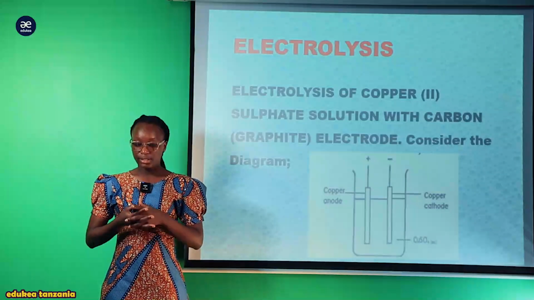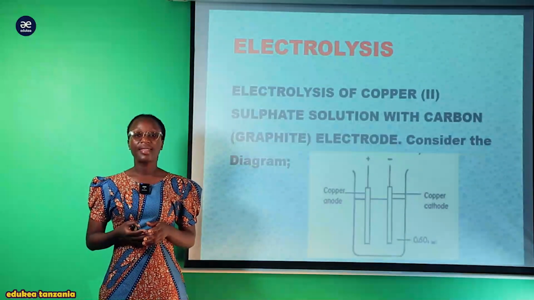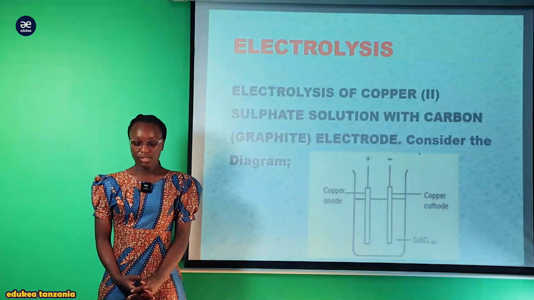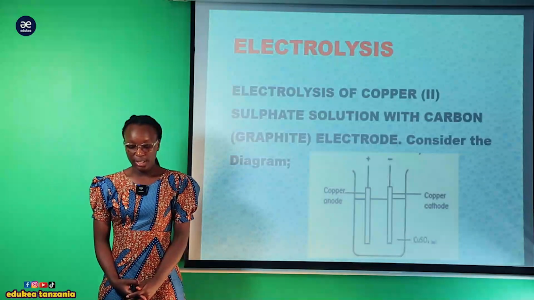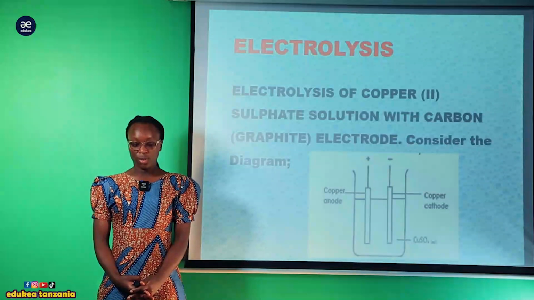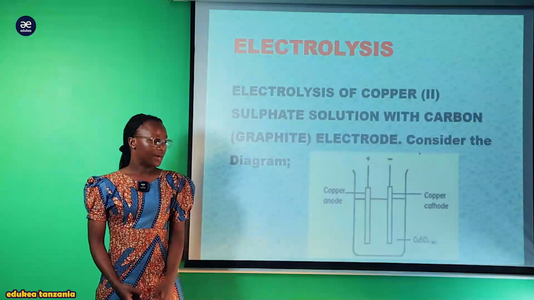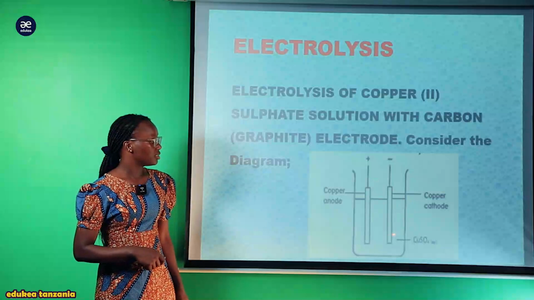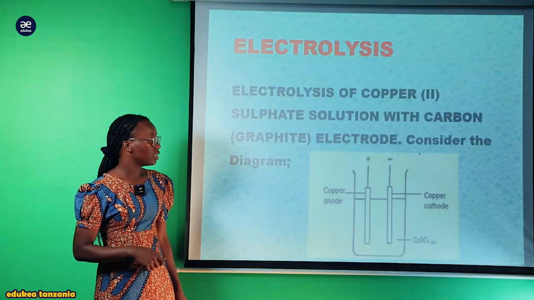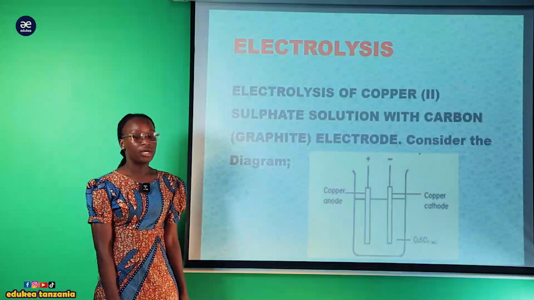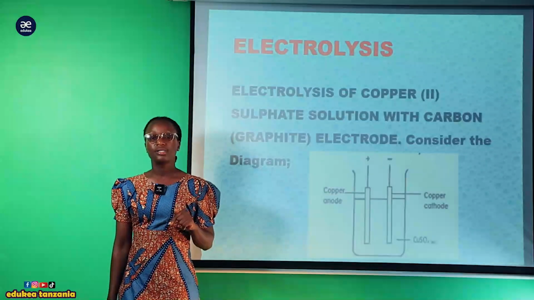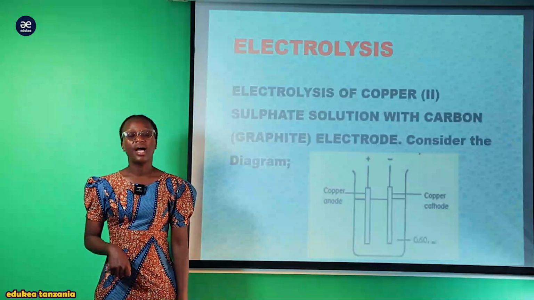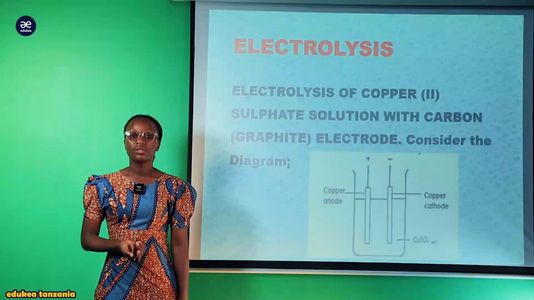Another selected electrolyte is the electrolysis of copper 2 sulfate solution with carbon, graphite, electrodes. Consider the diagram, which shows the copper sulfate solution, the copper cathode, and the copper anode. So from the factor which was the nature of the electrode, here you can see our electrode is made up of copper and our solution is made up of copper.